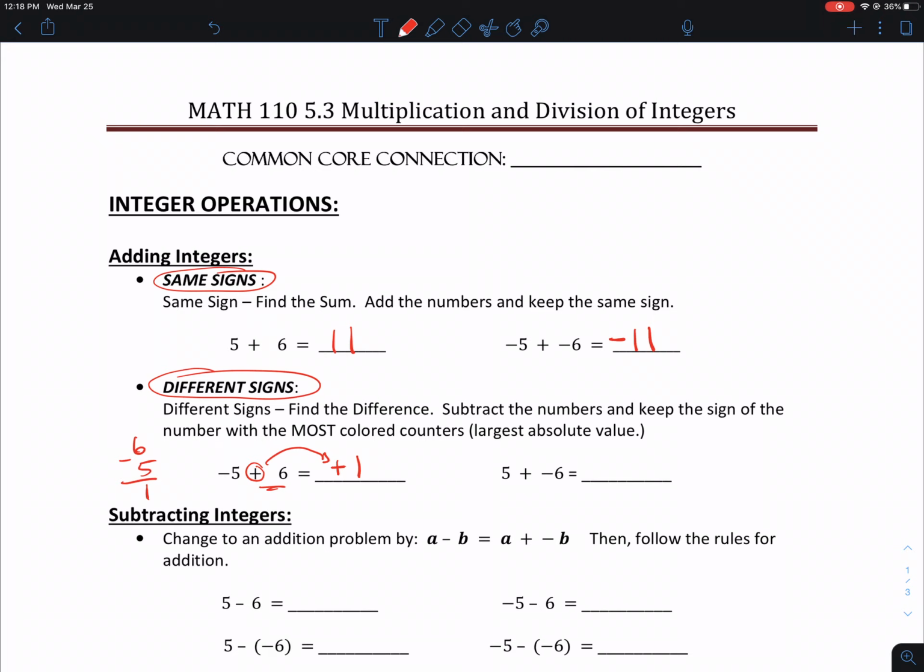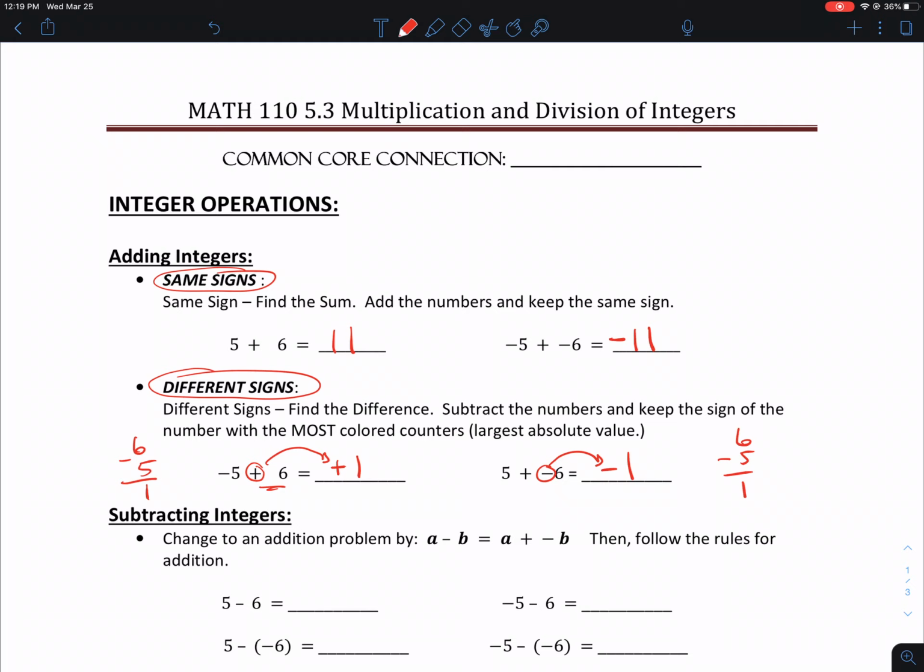In this case, again, 5 plus negative 6, we would just subtract them. So we'd get 1, but since the 6 is the biggest number, we would attach the negative sign to our answer, and that would give us negative 1 in that case.